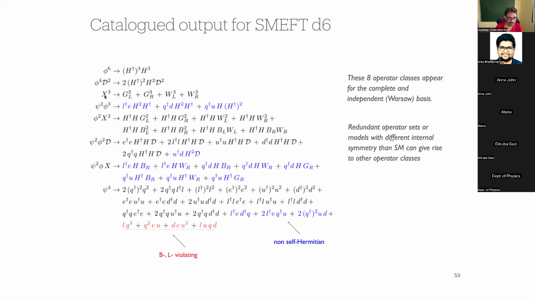Similarly, for the X^3 class, which is the field tensor cube class, we'll have these operators, okay, and then for the psi^2 phi^3 class, we have these Yukawa kind of structures, and so on. So you have this kind of polynomials, and these you can actually translate into covariant form operators.